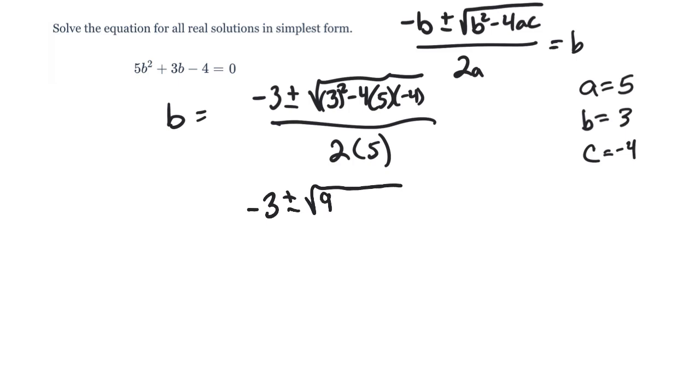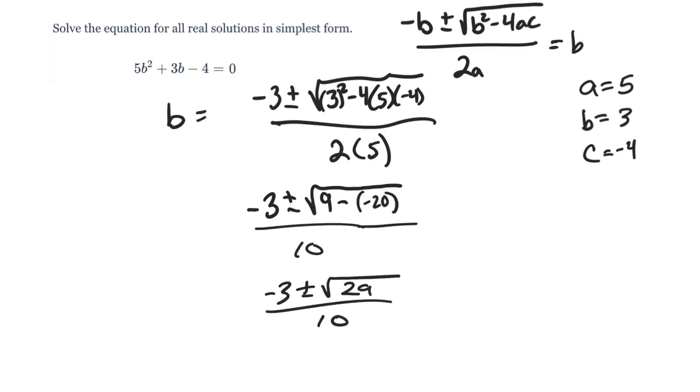3 squared is 9. I'm going to subtract 4 times 5 is 20. 20 times 4 is 80. It's a negative 4, so it makes it negative 80. It's all over 10 because 2 times 5 is 10. Now when I combine 9 minus the negative 20, I get the square root of 29. It's all going to be over 10.